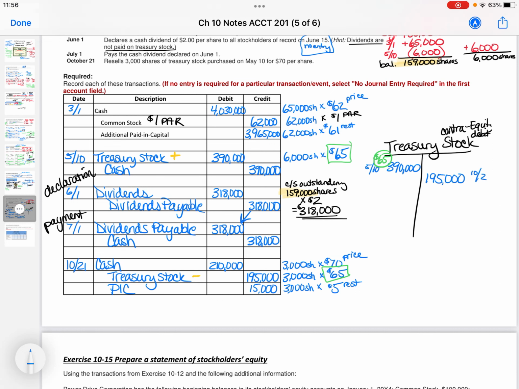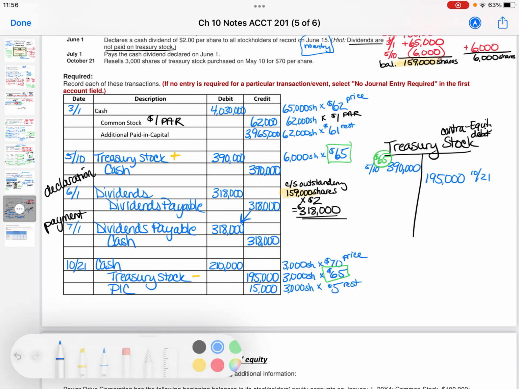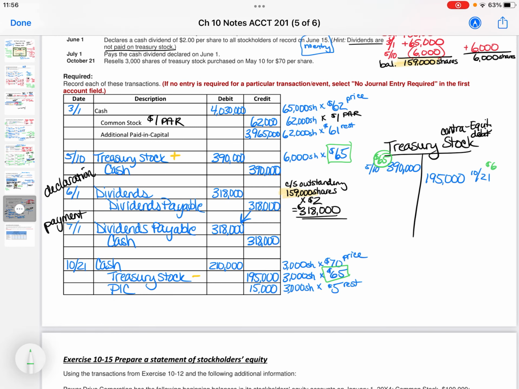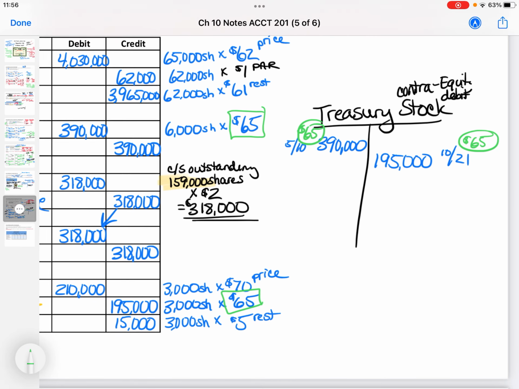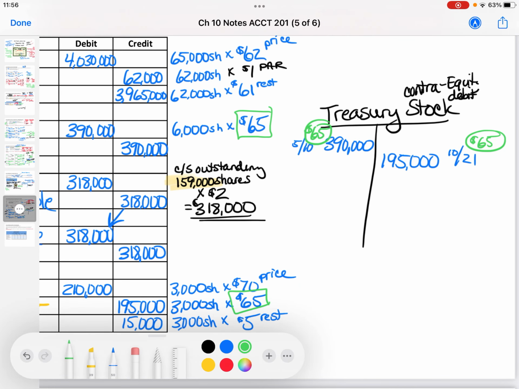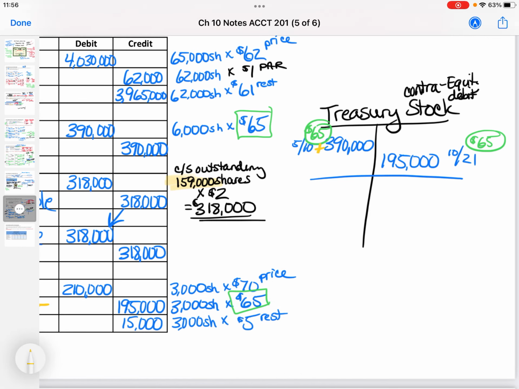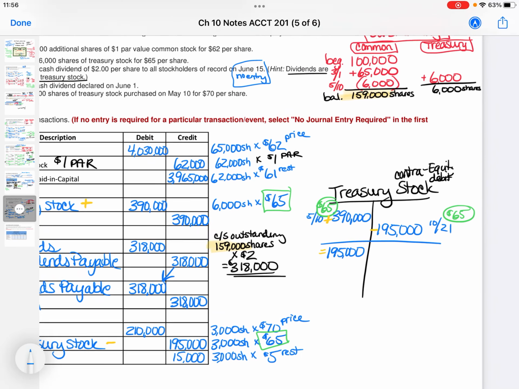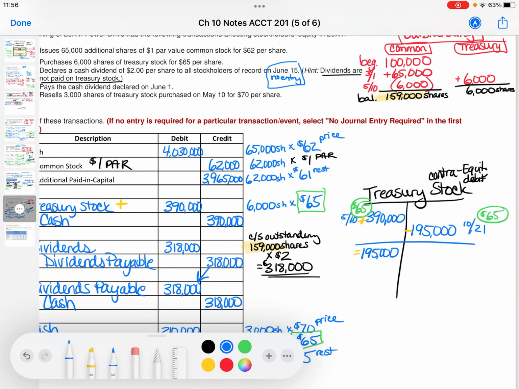Okay, so October 21st, I can see my T account here. I'll zoom in. My T account here, I reduced it by $195,000. I credited it, right? So remember, in this T account, I increase with debits, decrease with credits. So my new balance in this account will be $195,000. Your book likes to sell exactly half of the treasury stock every time. I kind of wish it was something different, but that's okay.